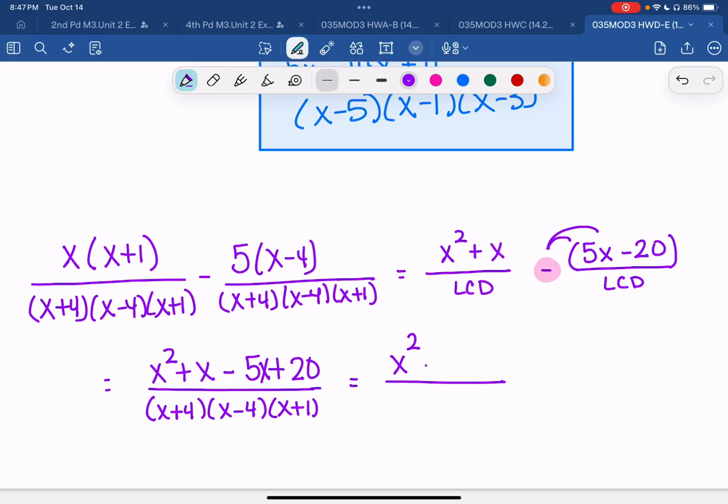So x squared minus 4x plus 20 over x plus 4, x minus 4, x plus 1. All done.